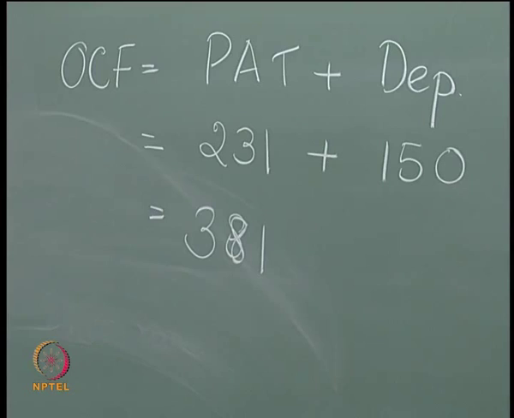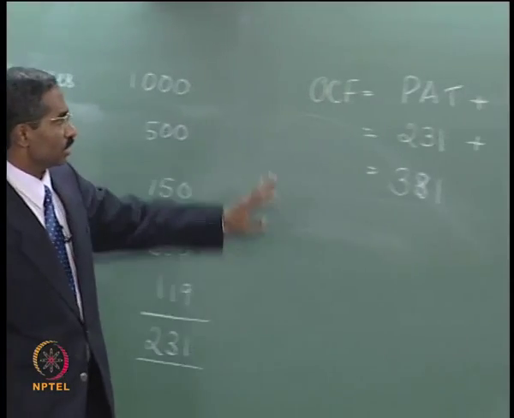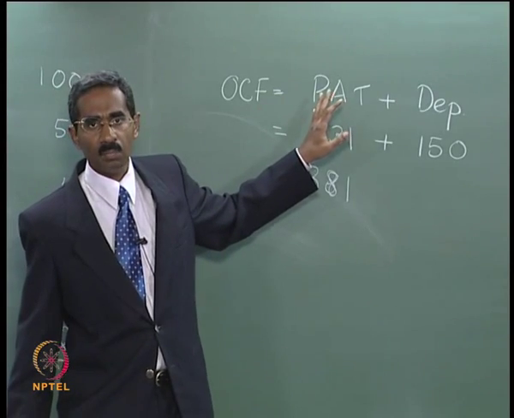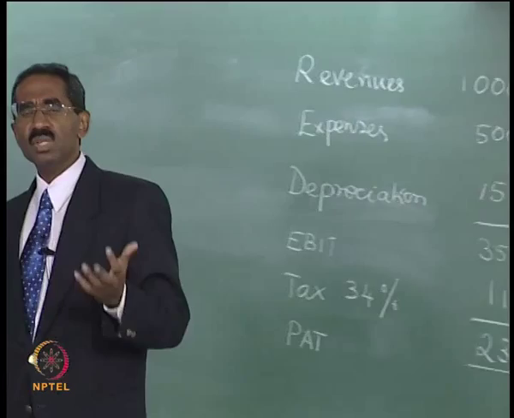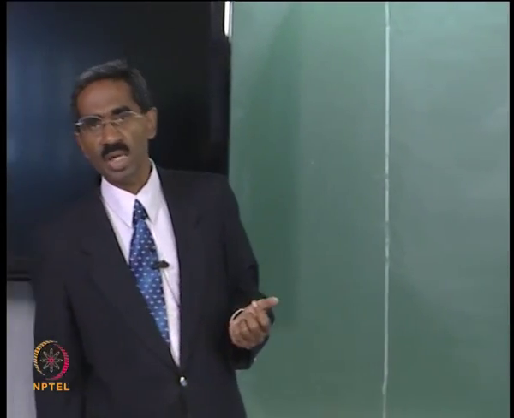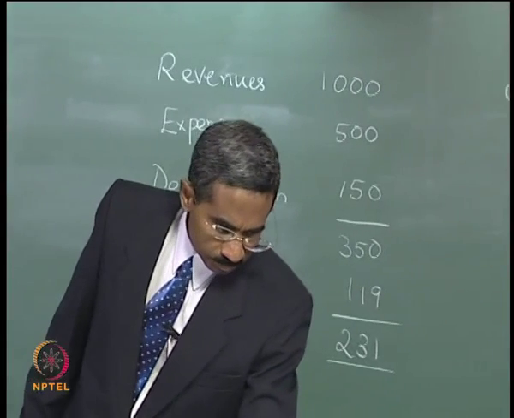So operating cash flows is not revenues, operating cash flows is not profits, operating cash flows is simply the sum of net income plus depreciation, which is 381. So when we are actually calculating or estimating operating cash flows, this is the way in which it needs to be estimated.